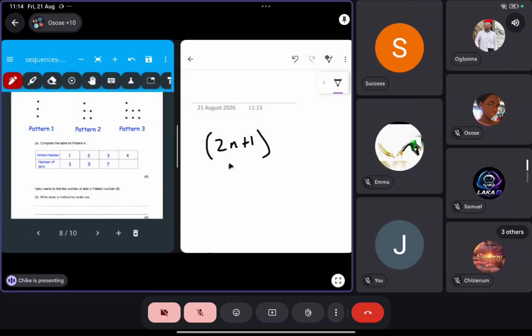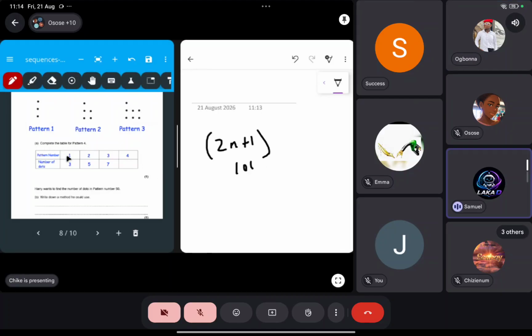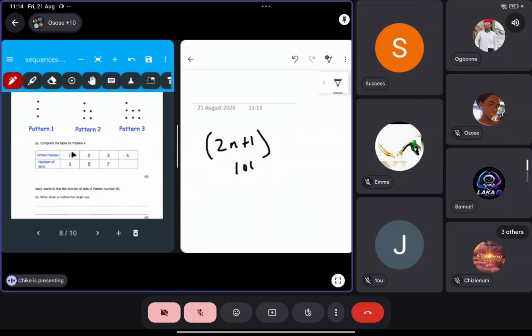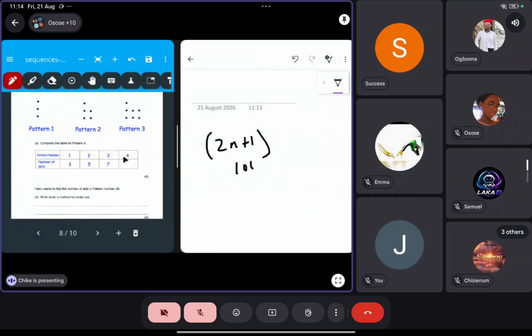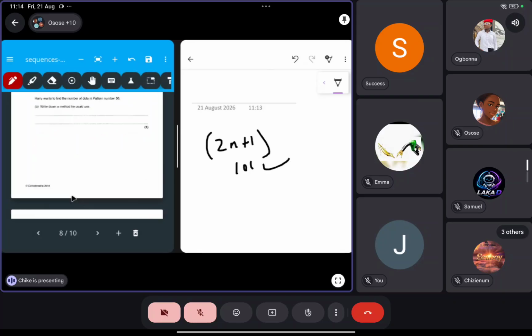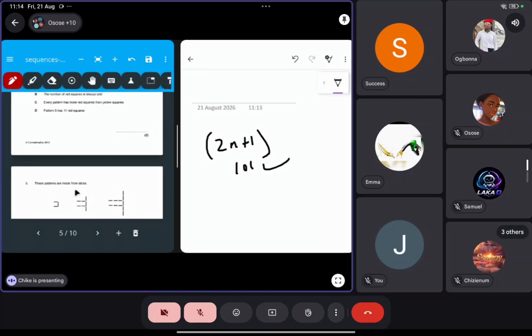So how many dots will be in pattern 50? 101. Is that correct? Yes, sir. From here, 1 times 2 plus 1, 2 times 2 plus 1, 3 times 2 plus 1. So 50 will be 50 times 2 plus 1, 101. So that's why I felt there was no need giving us that one.